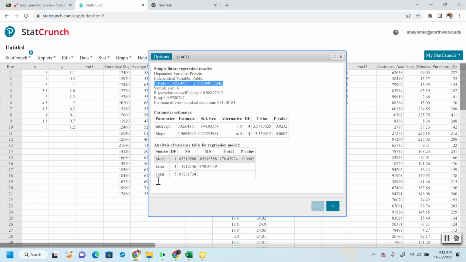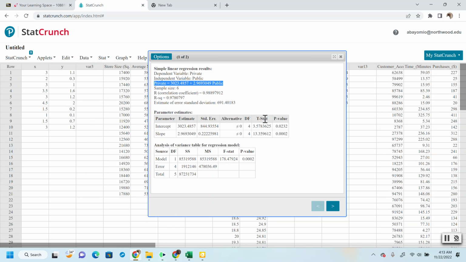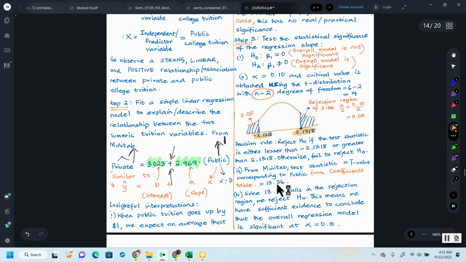In particular, what I'm testing is concerning the slope. And so for the slope, in this case, you go back here and you look at where you have the slope and you look for the test statistic corresponding to the slope right here. This is the slope again, and I'm interested in the test statistic corresponding to it. So that is 13.36. Take that 13.36 here. Where does 13.36 fall? 13.36 is definitely a value bigger than positive 2.13. So it falls in the rejection region.